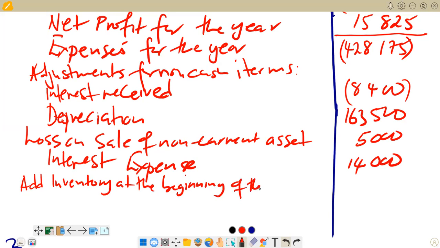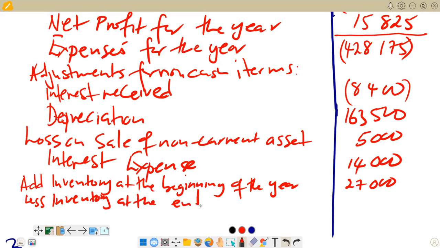At the beginning of the year, the figure that we have for inventory is 27,000. We are adding it, so we leave it as a positive. Then we go to less inventory at the end of the year. The figure for inventory at the end of the year that we are given there is 91,200. So this one we are subtracting. So those are the figures that we have.